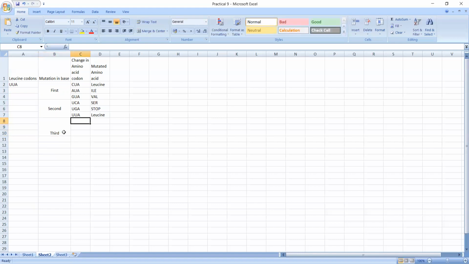So what is the third base here? The third base is A. So it will be UUC. It could be UUG, or it could be UUU. So what is UUC here? UUC is a phenylalanine. Then UUG is a leucine only, and UUU is a phenylalanine. All right. So this is about the first codon of leucine.